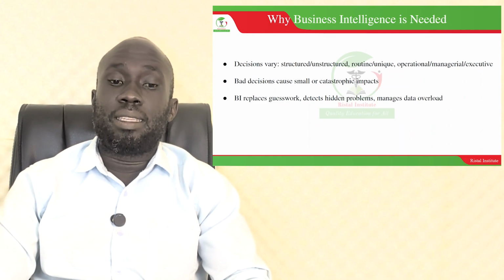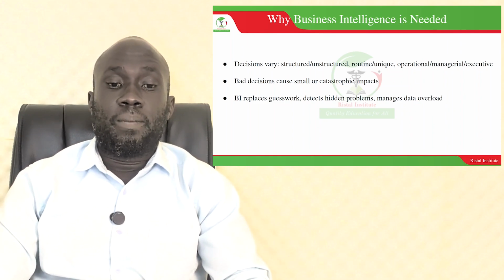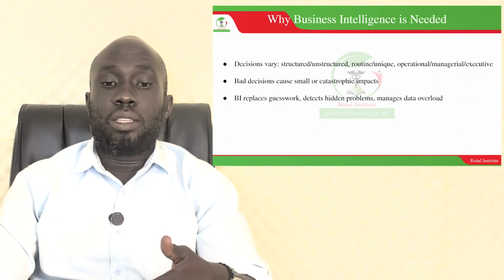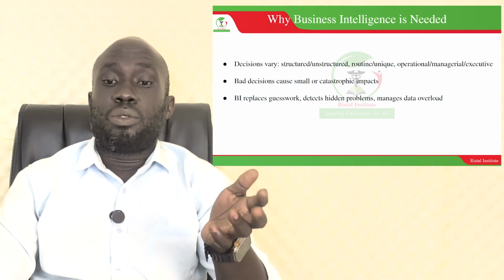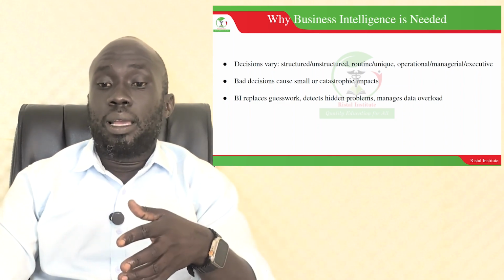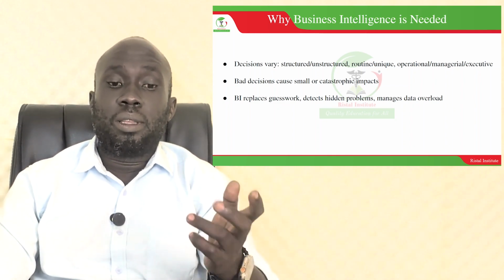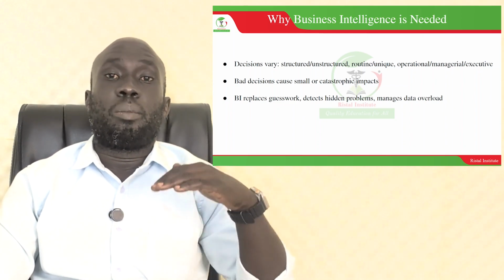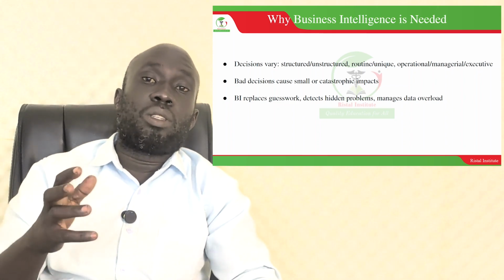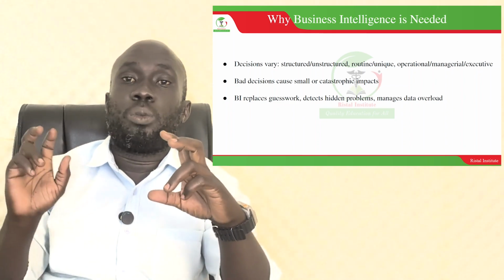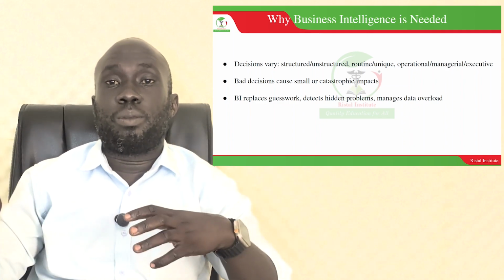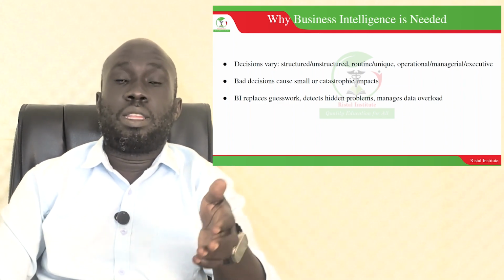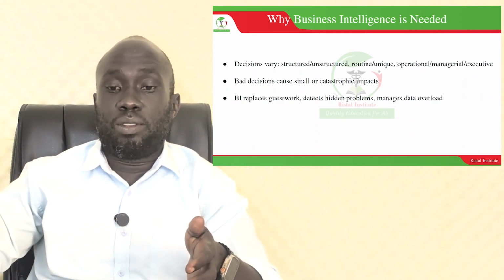Why is business intelligence needed? Decisions vary. There are structured and unstructured decisions, routine or unique, and operational, managerial, and executive. Structured decisions are built systematically, while unstructured decisions are random, whereby you pick different elements from different sides. Then there is the routine decision, which is taken constantly. Every now and then you have to take that decision.